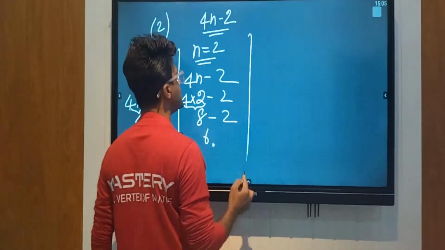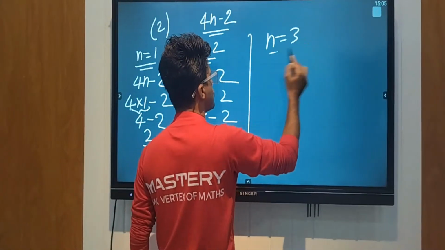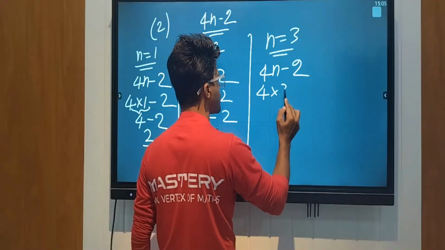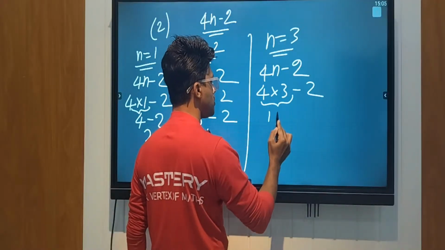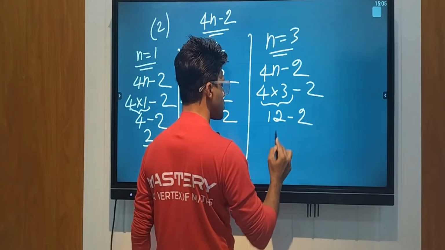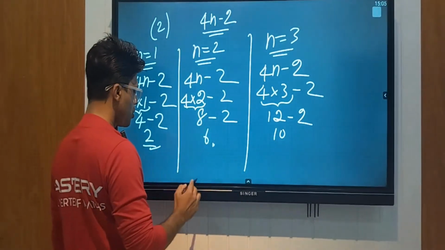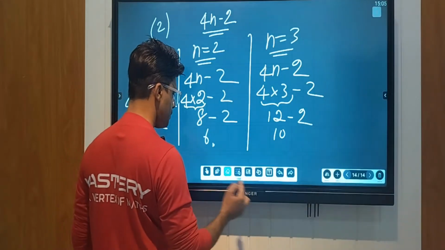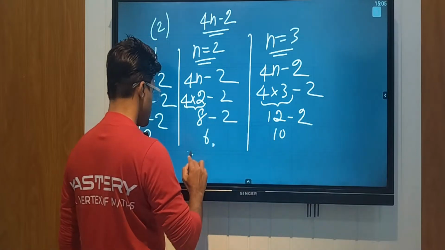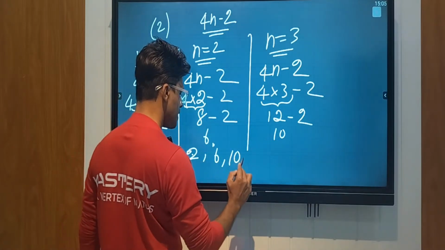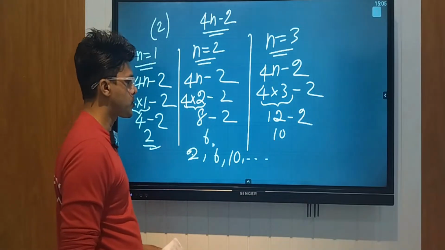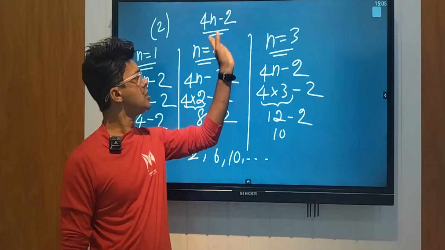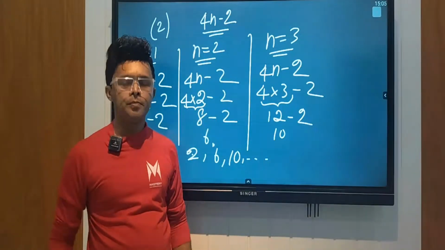We can get the third term as well. We substitute n equals 3 here. 4n minus 2 is 4 times 3 minus 2. 4 times 3 is 12, and 12 minus 2 is 10. So 2, 6, and 10 are the first three terms of this number pattern according to the general term 4n minus 2.